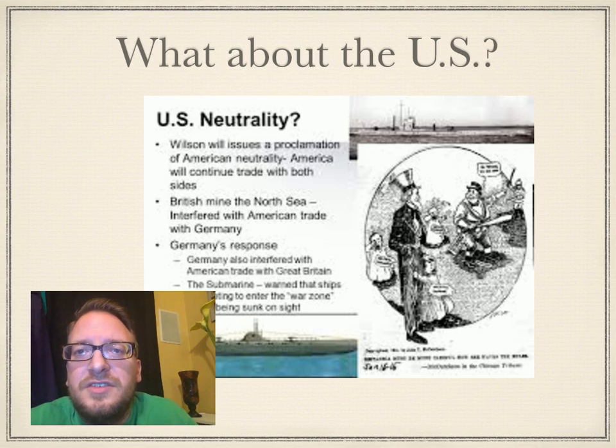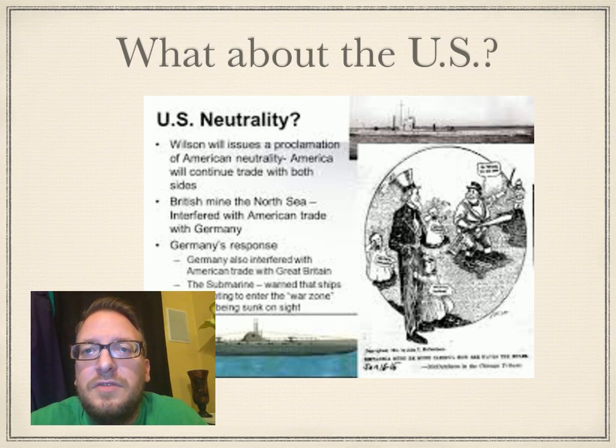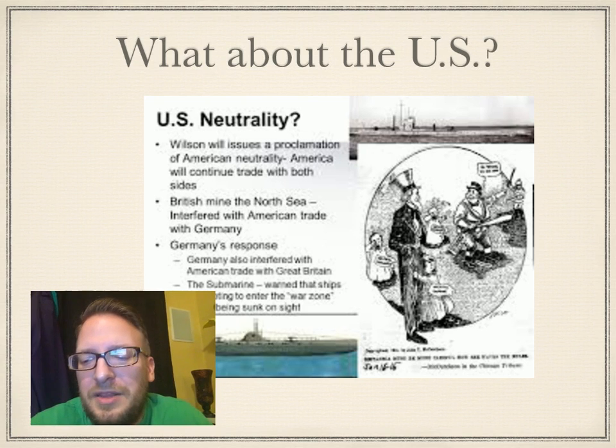The British mined the seas. This interferes with American trade in Germany. So in the end, the Germans also interfered with American trade in England by using a submarine. And this is a big deal because this is how we're ultimately going to get involved with that submarine, and we'll get that later on, okay?